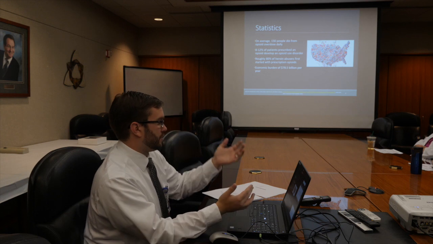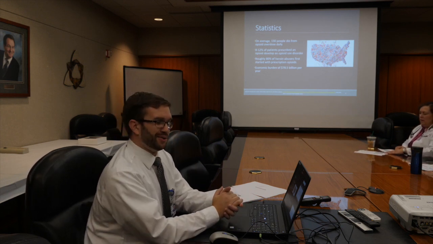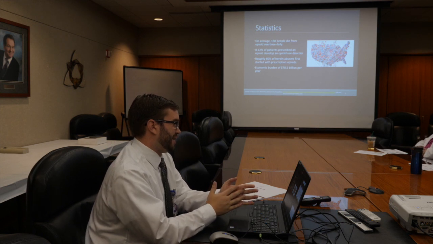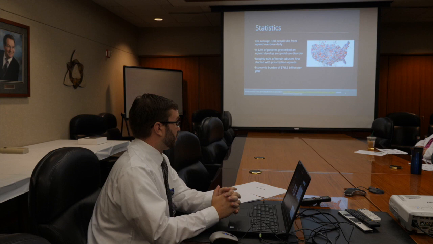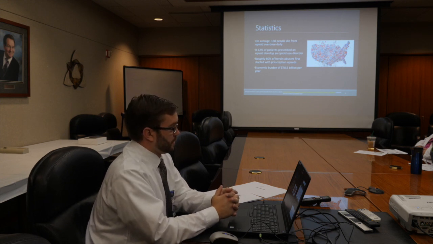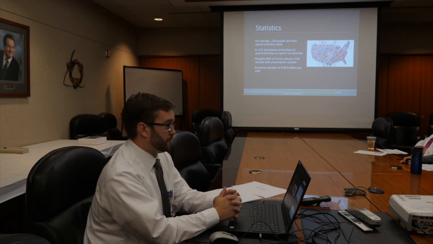So just to start off with, we want to talk a little bit about the statistics involving opioids and the opioid epidemic. I'm sure we've all heard that in the news and all the literature that we subscribe to, that opioid overdoses and fatalities are an epidemic currently in the United States. On average, about 130 people die every single day from opioid overdose.